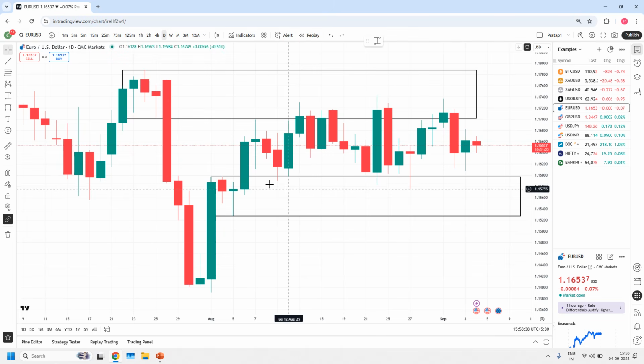And how do we know here we need to go for a long trade and short trade? Because we know institutions have participated in this area. How are we confirming? By seeing this imbalance. Here there is an imbalance towards the upside. Here there is an imbalance towards the downside.